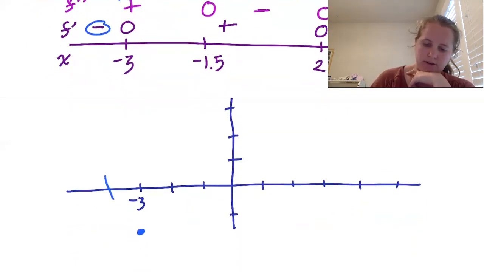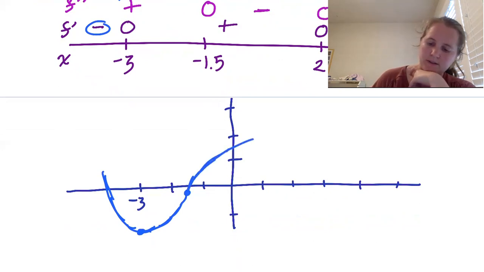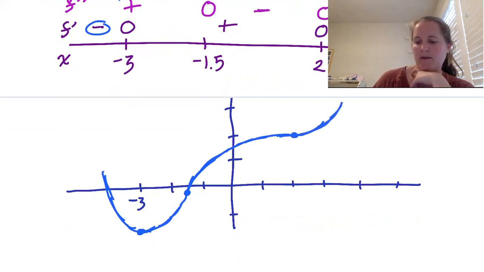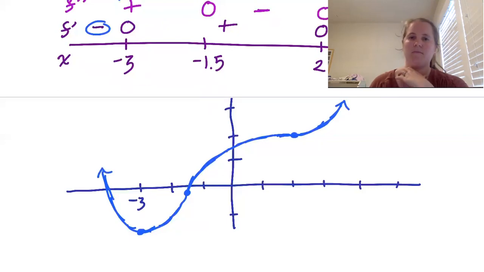So we're going to start off with our relative min at -3. Then at -1.5, we're going to switch. So we had our point of inflection. We're still increasing. Then we're going to flatten out at x equals 2. And then we're going to turn to concave up and keep going up. So our function here, we just have that one relative minimum, no relative maximum.